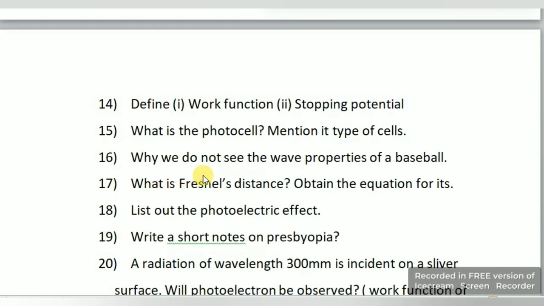Next, why we do not see the wave properties of a baseball. Next, what is Fresnel's distance? Obtain the equation for it. Next, list out the photoelectric effect. Next, write short notes on presbyopia.